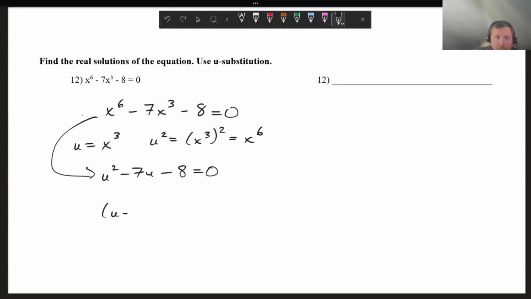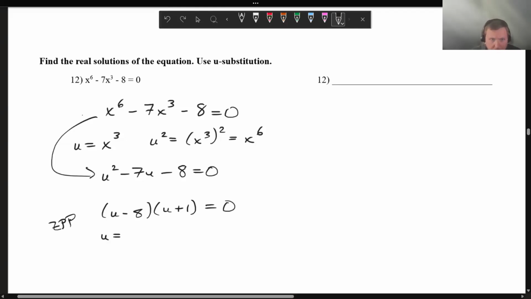So the -8 factors to -8 times +1. So then the -8 plus +1 gives me that -7. So I know that's good. And I have, by the zero product property, u minus 8 equals 0, u plus 1 equals 0. So I get u is equal to 8 and u is equal to -1.